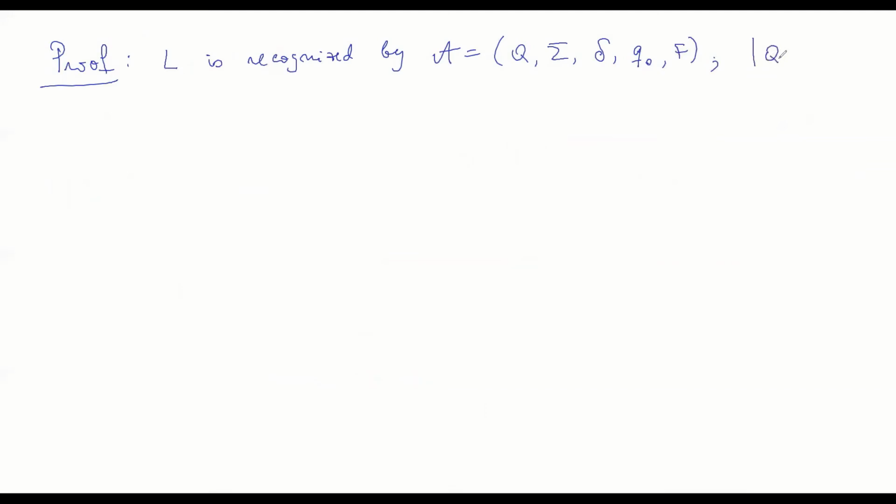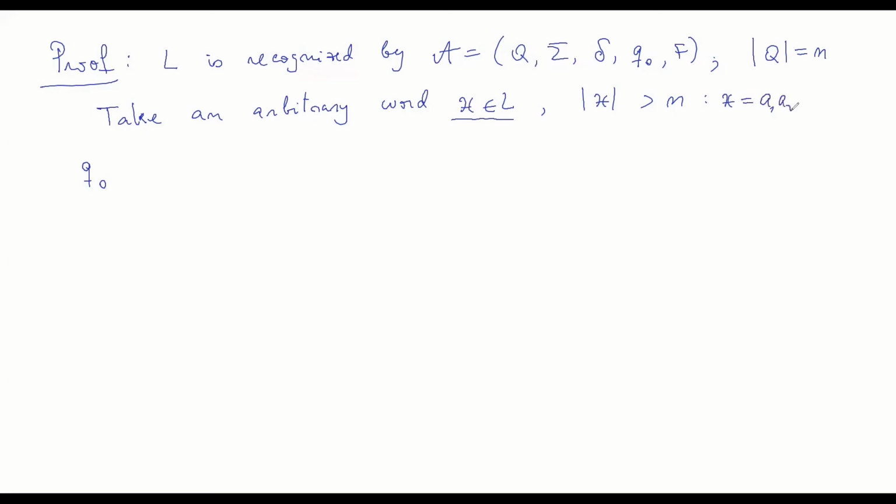And let's denote the size of Q, the number of states you have, by N. And let's take an arbitrary word X from L with length greater than N. Because it's in the language L, I will have a successful computation on X. If I denote the letters of X, they will be A1, A2, all the way to A N plus 1. So if I take this computation, with letter A1 it takes me to Q1, and with letter A2 it takes me to Q2, and so on.